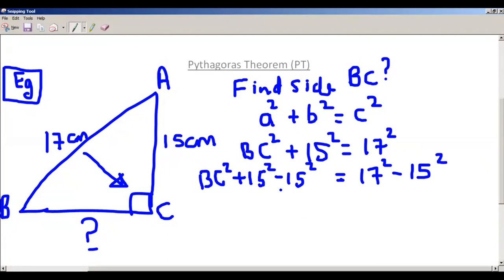So to get rid of 15 squared on the left, we subtract it on the left and also on the right. So this will go away, ladies and gentlemen. So what's left back is just what? 50 is just BC squared.